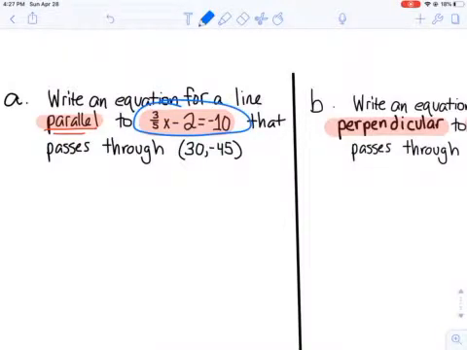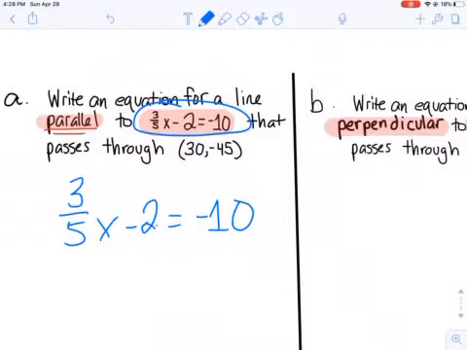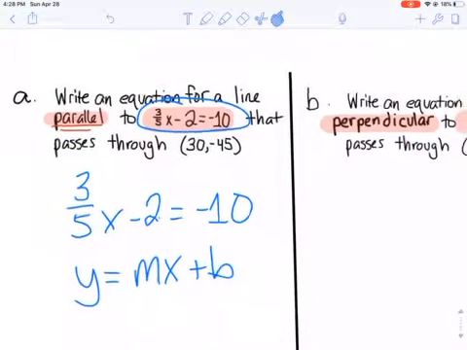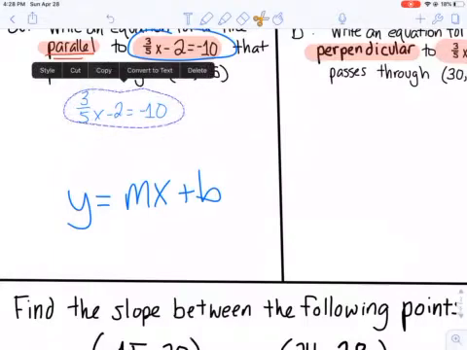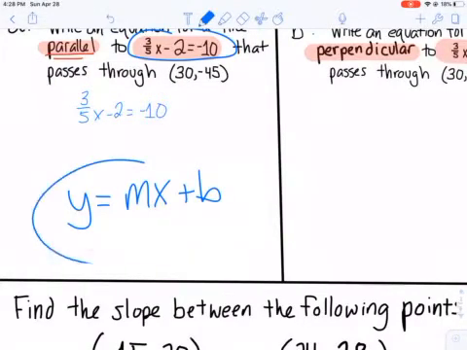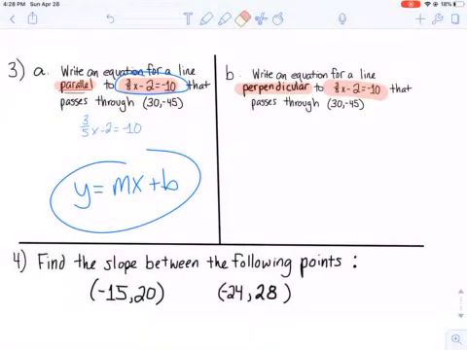Now, what's throwing a lot of people off is that they're seeing 3/5 x minus 2 equals negative 10, and they're saying, wait a second, I'm used to seeing y equals mx plus b. What am I supposed to do here? Don't overthink it. That's the best advice I can give you. Let's take a look at this equation. Let's take a look at y equals mx plus b.